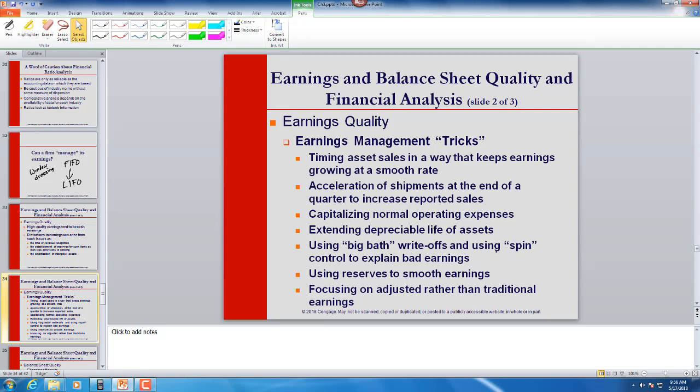Timing asset sales in a way that keeps earnings growing at a smooth rate. Acceleration of shipments at the end of a quarter to increase reported sales. Capitalizing normal operating expenses. Extending depreciable life of assets. Using big bath write-offs, using spin control to explain bad earnings. Using reserves to smooth earnings. And focusing on adjusted rather than traditional earnings.